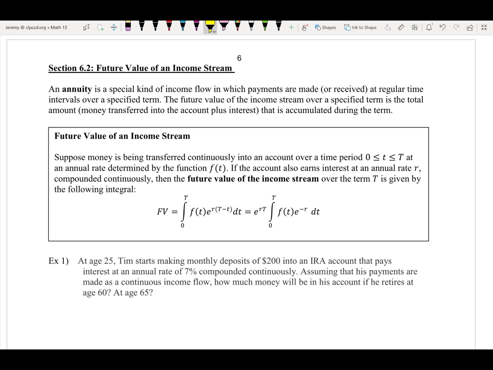Section 6.2, Future Value of an Income Stream. This is going to be a really instructive, helpful section because I want to frame this whole section around a concept and a reality that I think is super important to everybody in this class: retirement. So the idea is you don't want to work forever. At a certain point, you want to be able to kick back and hopefully live off of income from investments.